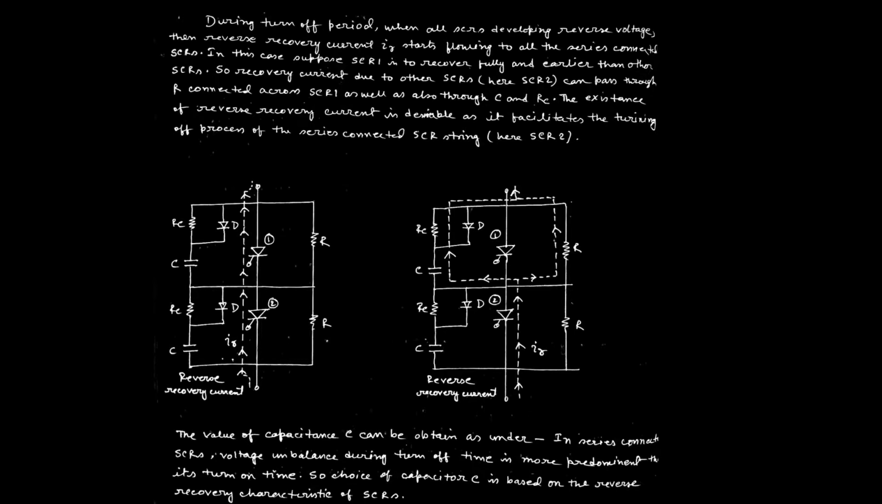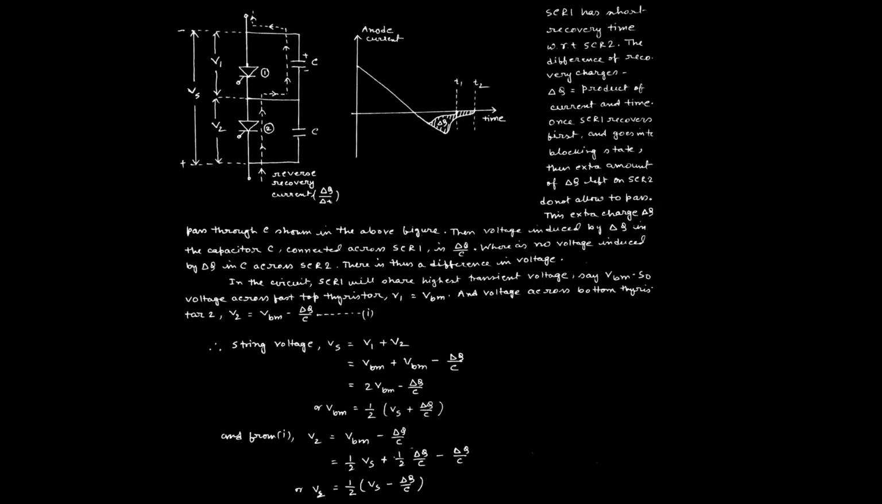So why can this kind of phenomenon happen during the turn-off process? That can be explained properly in my next slide. See, when we are trying to turn off the SCRs, the SCR string should be in reverse bias condition. That is why this one is positive, this one is negative. All the SCRs in a string should be in reverse biasing condition.